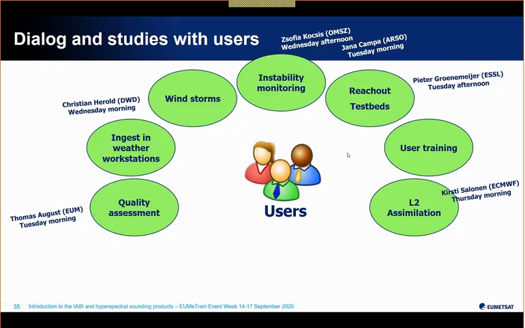User training, I guess what we're doing today is part of that. And we're also conducting something a bit new and exotic, because the paradigm in NWP is the assimilation of radiances, but we're also trying to assimilate Level 2 products. And Kirsti Salonen from ECMWF will give you an overview of a study that is finished with them and a new one that is starting, on Thursday morning.